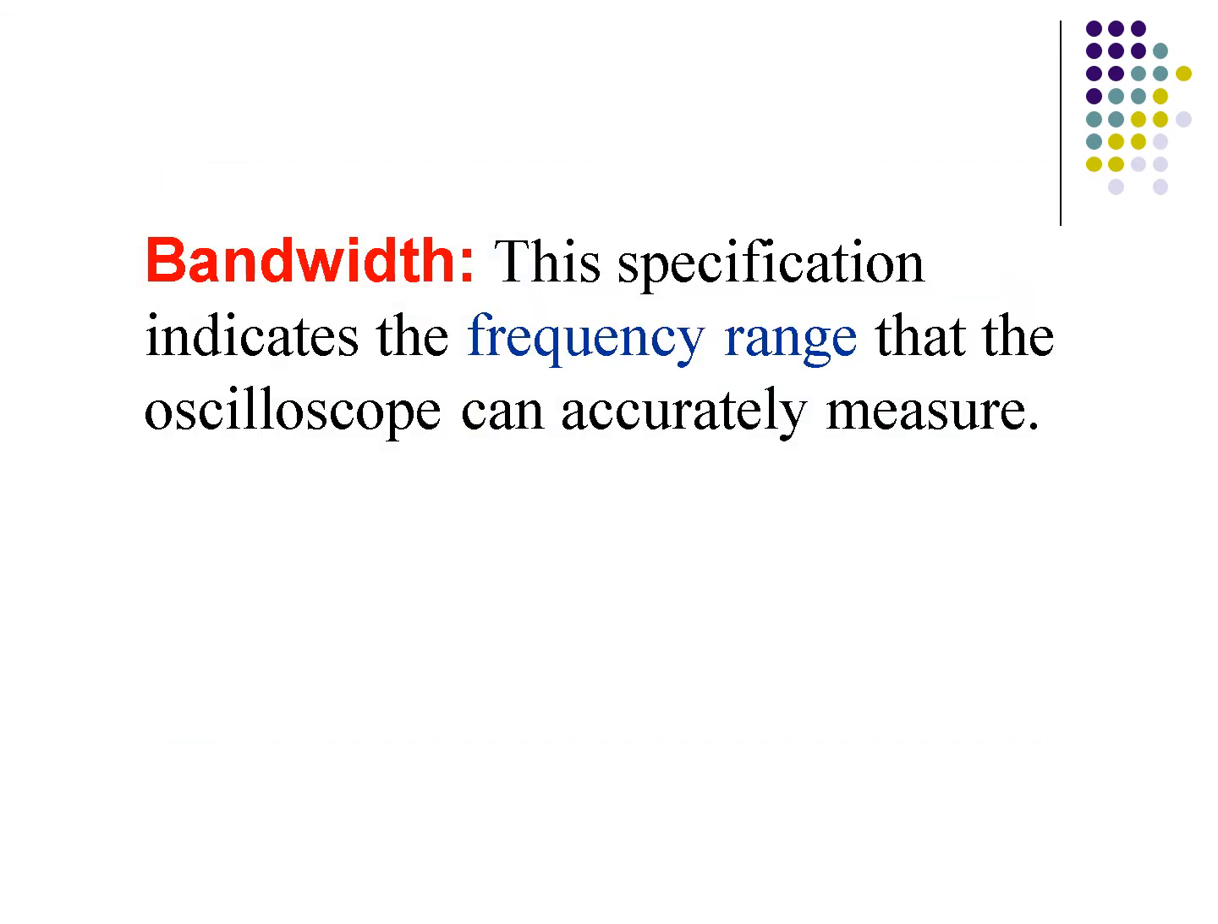A very important element that comes in the specification is the bandwidth. The bandwidth is like a road which can take many people or less people, etc. So in this case, the definition is: this specification indicates the frequency range that the oscilloscope can accurately measure. We will see in the next slide what this means.